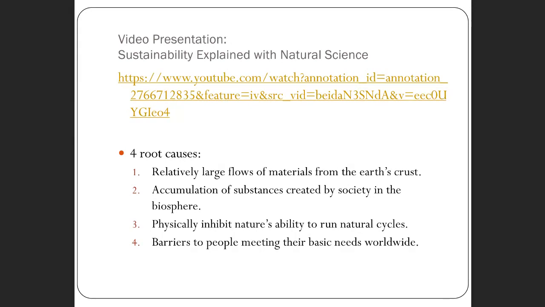Accumulation of substances created by society in the biosphere, right? All the toxic substances that we as humans create that nature can't take care of. We get in the way of nature's cycles, and we erect barriers to people meeting their basic needs.